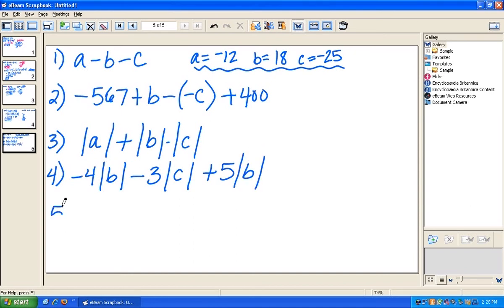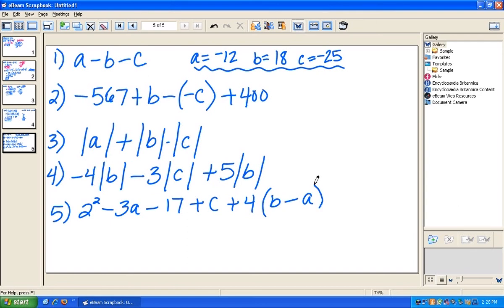And the 5th one is going to be a challenge one. It's going to have all GEMDAS, exponents, absolute values. Let's try 2 squared minus 3a minus 17 plus c plus 4 times the quantity b minus a plus 2. Make sure to show all your steps.